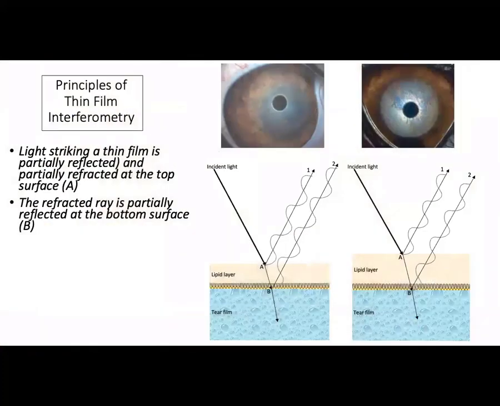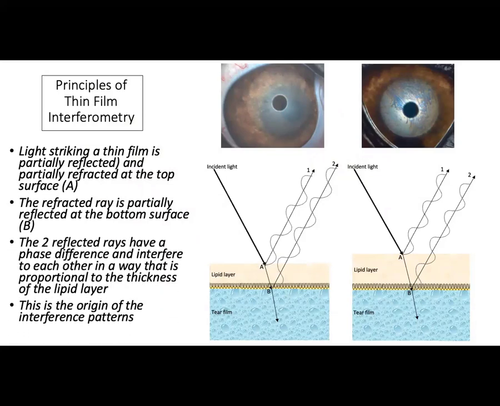The principles of thin film interferometry. Light striking a thin film is partially reflected and partially refracted at the top surface. The refracted ray is partially reflected at the bottom surface. The two reflected rays have a phase difference and interfere with each other in a way that is proportional to the thickness of the lipid layer. And this is the origin of interference patterns.